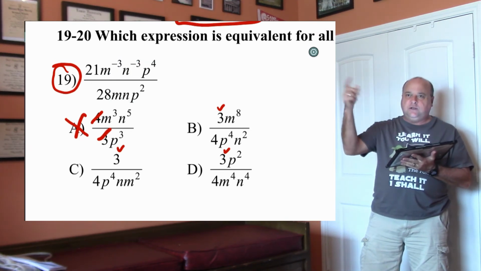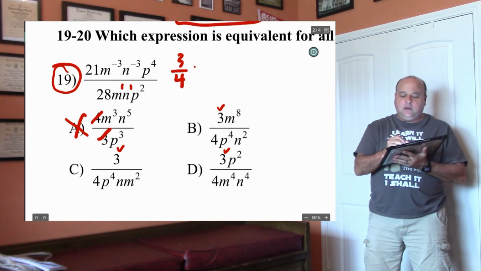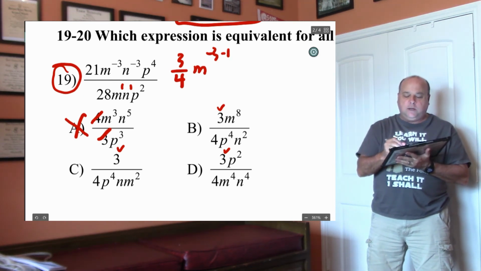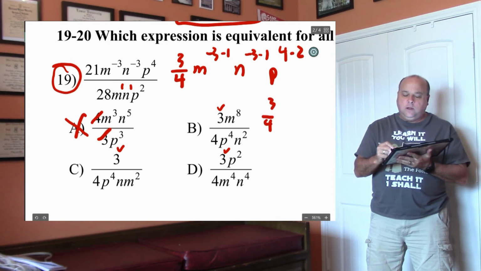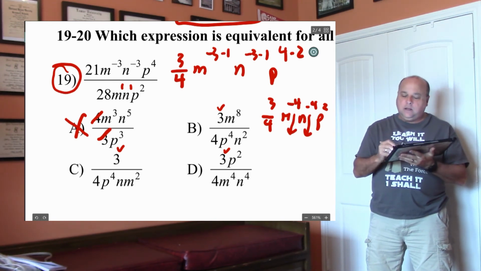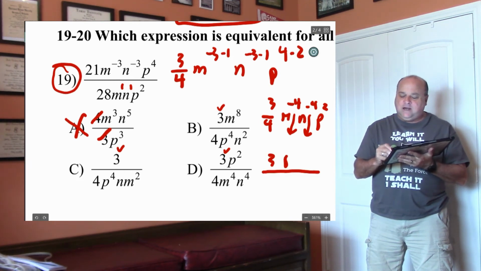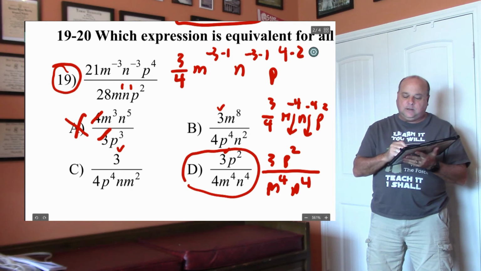There's no parentheses on this, so we're just going to do our math. The 21 divided by 28 turns into 3 over 4. Remember, these have a 1 exponent. Then I'm going to do m, negative 3 minus 1, n, negative 3 minus 1, p, 4 minus 2. So this turns into 3 over 4, m to the negative 4, n to the negative 4, p squared. The m and the n go to the bottom, don't they? So I'm going to do 3, fraction bar. The p to the 2nd stays on top. The m goes to the bottom and the n goes to the bottom. So this right here is going to be my answer.